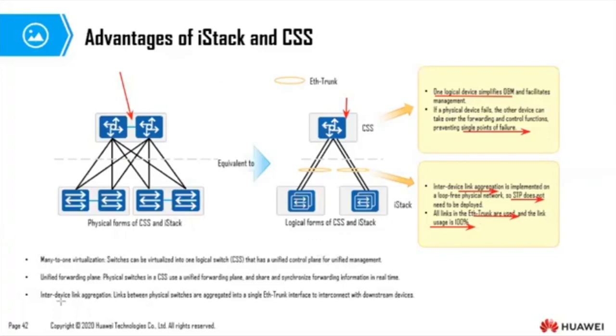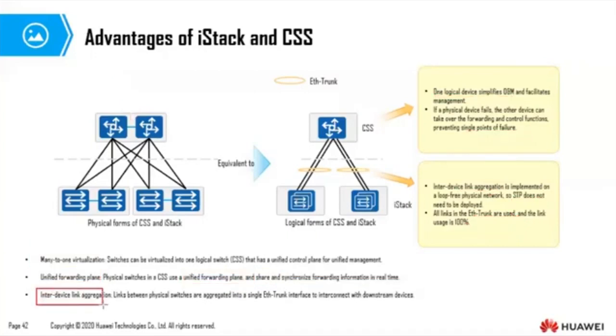Some of the terms they might also use are, for example, many-to-one virtualization, which is combining multiple physical switches or links into one logical switch or link. Then unified forwarding plane means that you're going to have a single routing table for all these combined switches. So physical switches in a CSS use a unified forwarding plane, so they will share and synchronize forwarding information in real time.